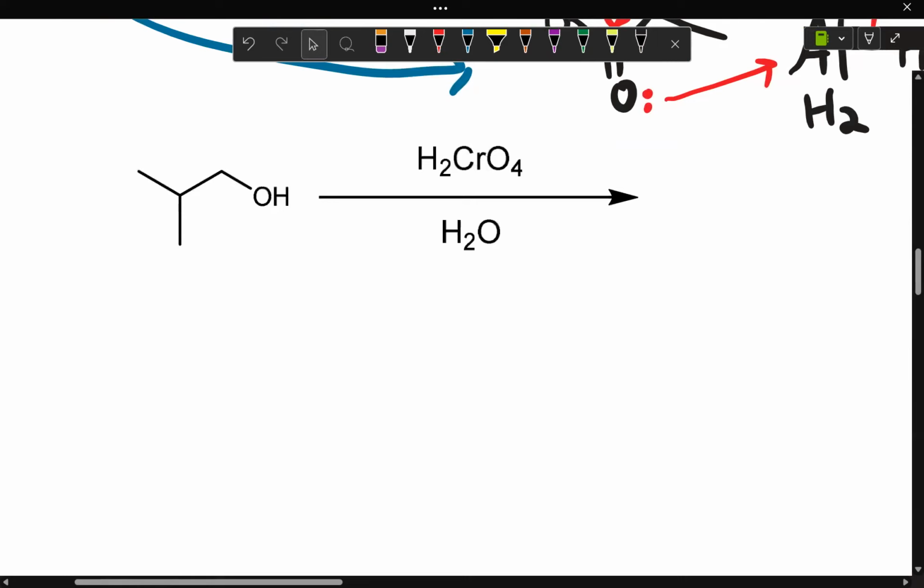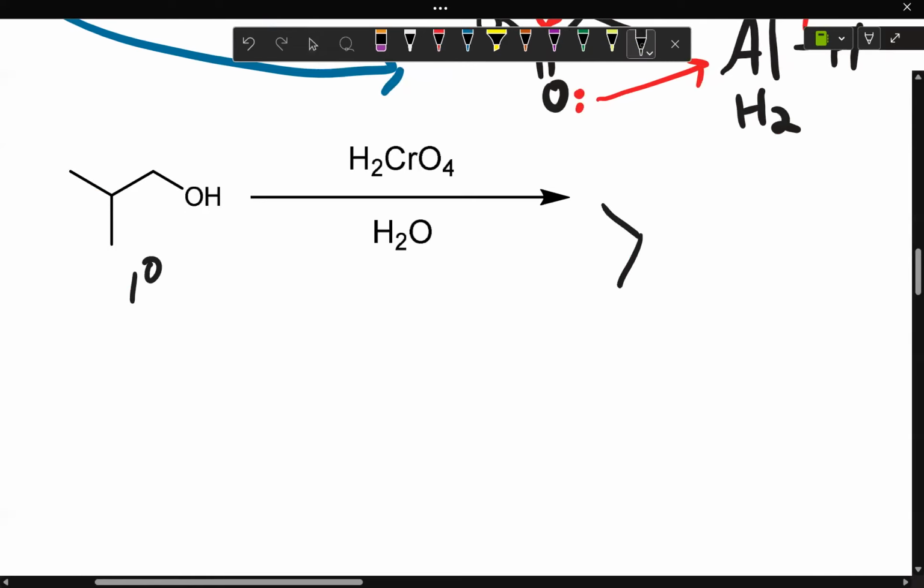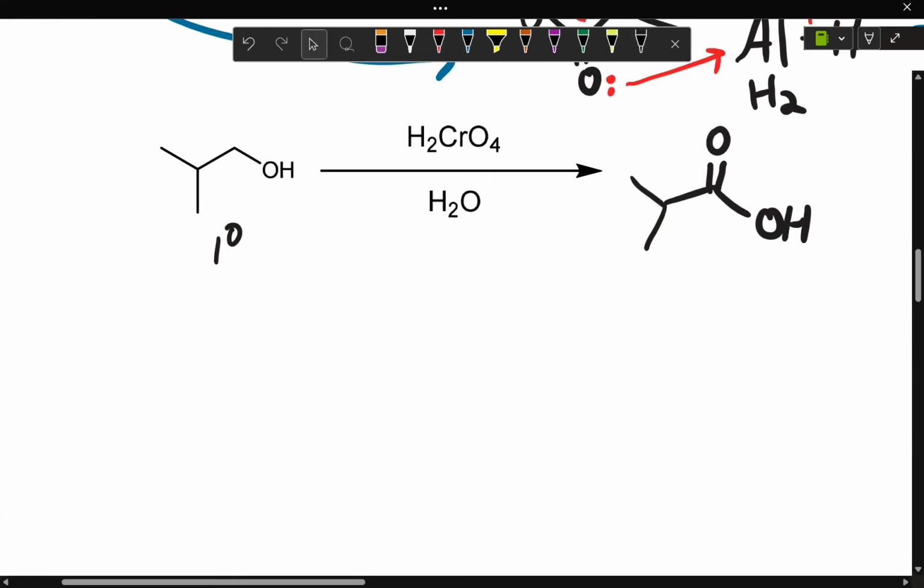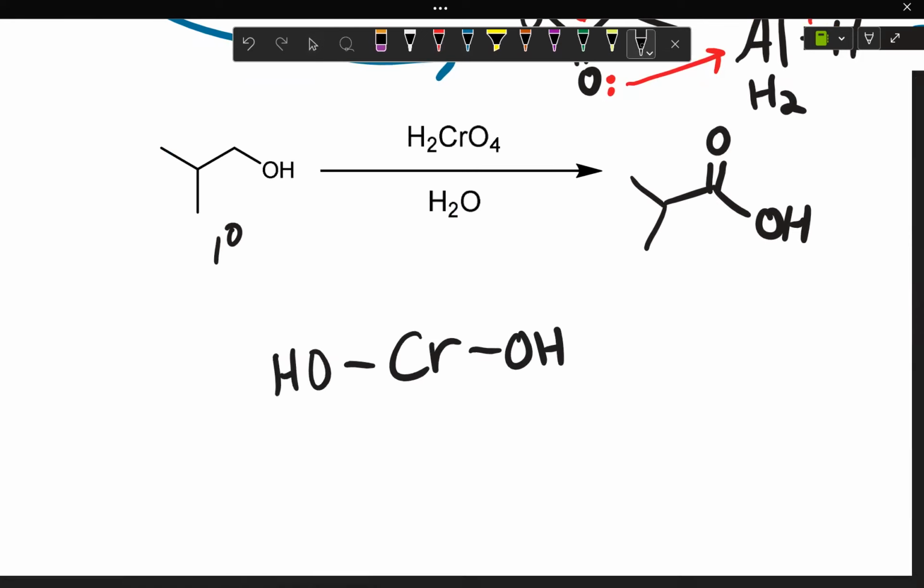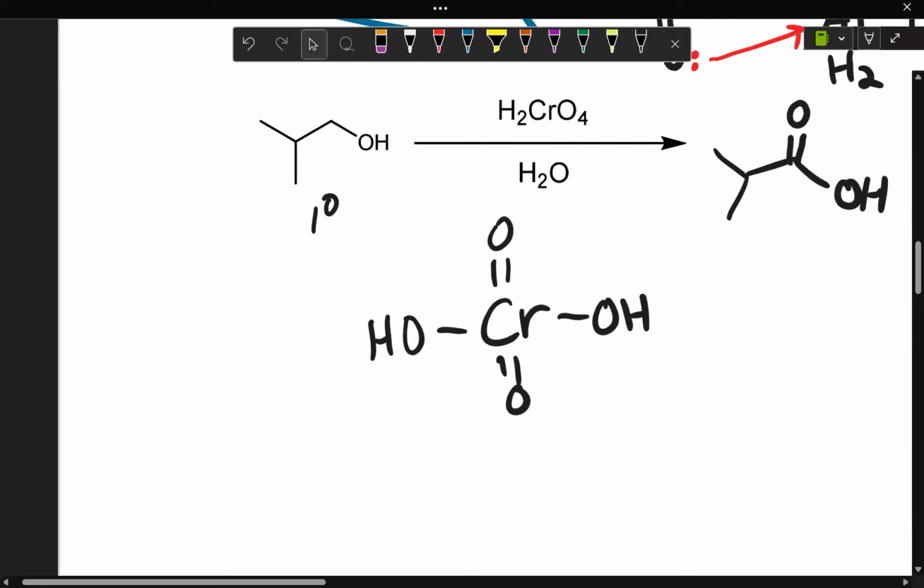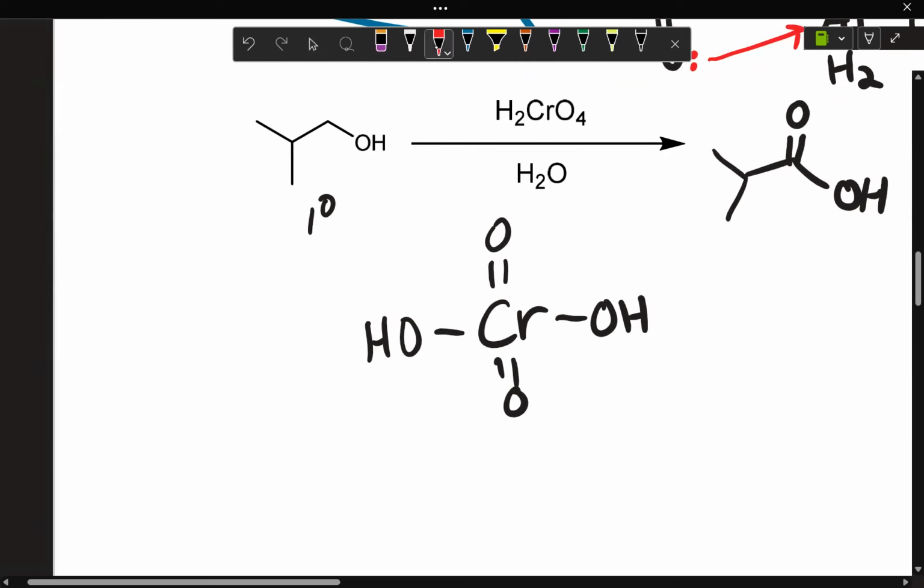Next one, chromic acid. Chromic acid is going to oxidize alcohols. Because it's a primary alcohol, we're going to oxidize it to a carboxylic acid. So chromic acid, let's draw it out. It's going to look like this. And what's going to happen first is we are going to have our alcohol group attack chromic acid, and then we're going to have one of these hydroxyl groups leave.